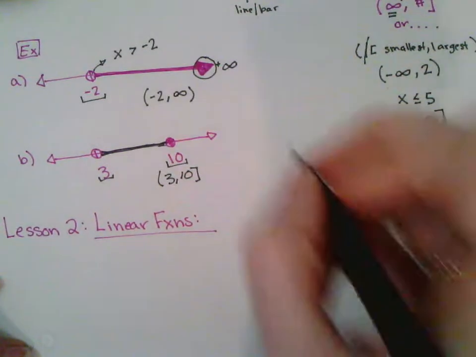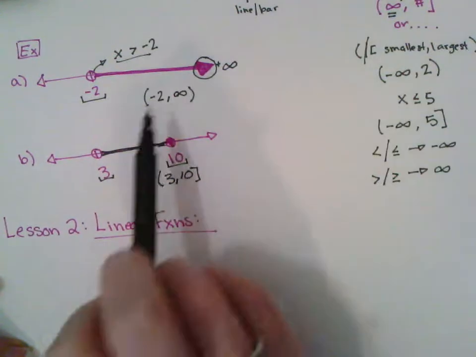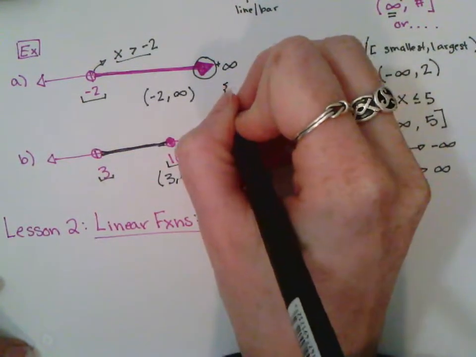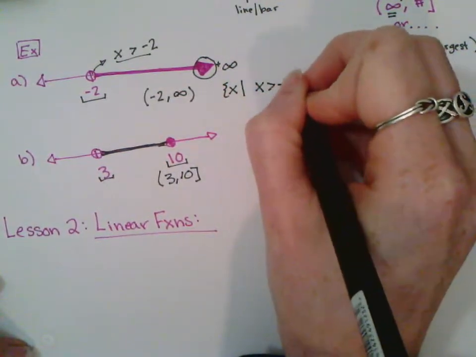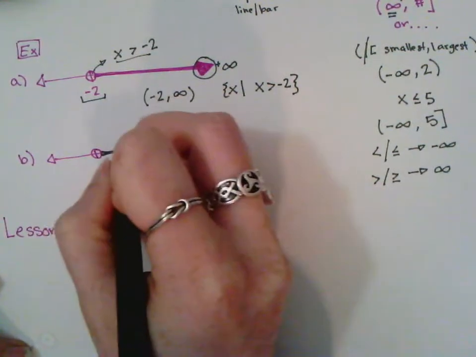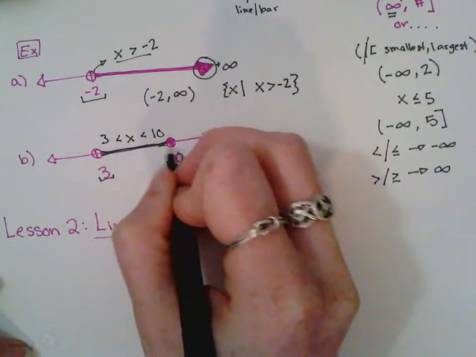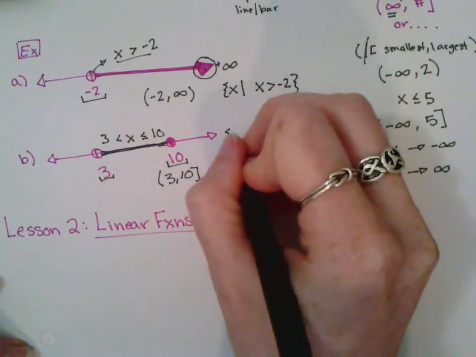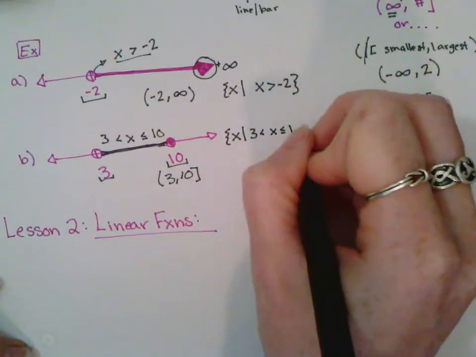If you want to know what this looks like in set builder, I already wrote one of my inequalities here. Remember, to get from interval to set builder, you want to say, what is my inequality? Well, now I just put my structure around it. Brace, x bar, x is greater than negative 2, end brace. In this case, x is in between that 3 and 10, but it's "or equal to" over here, so I need that bar. Once again, now I just put my set builder notation around it: 3 is less than x, which is less than or equal to 10.